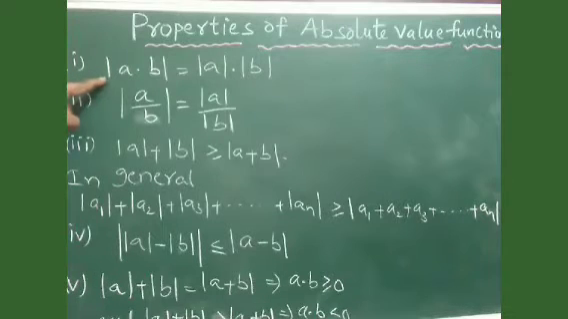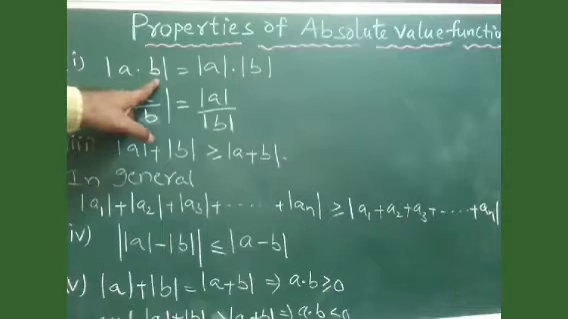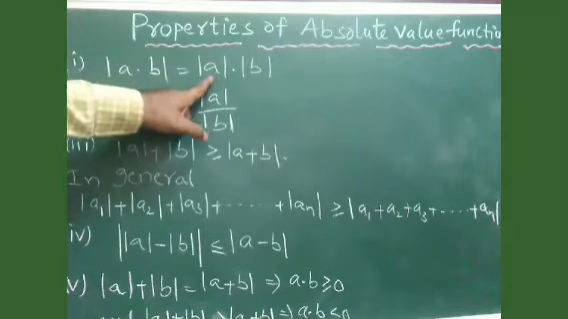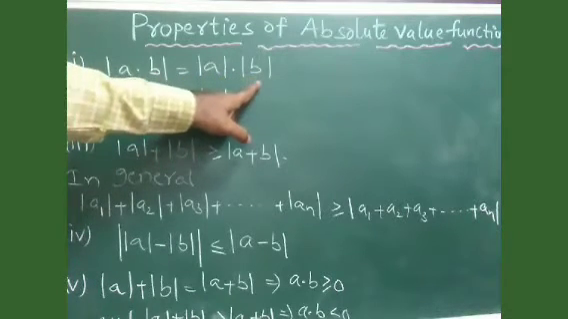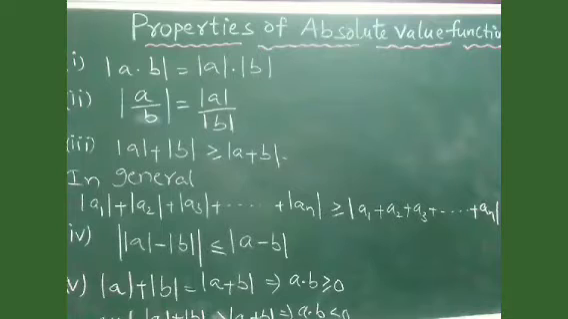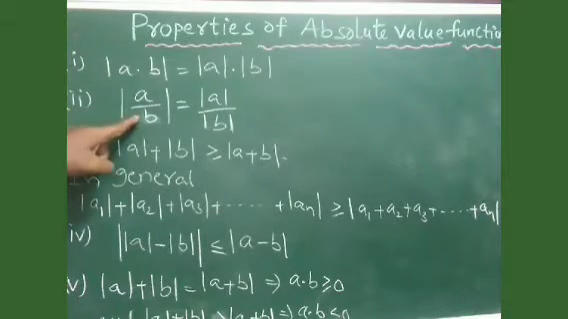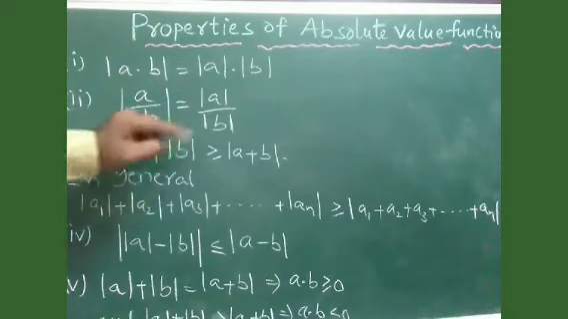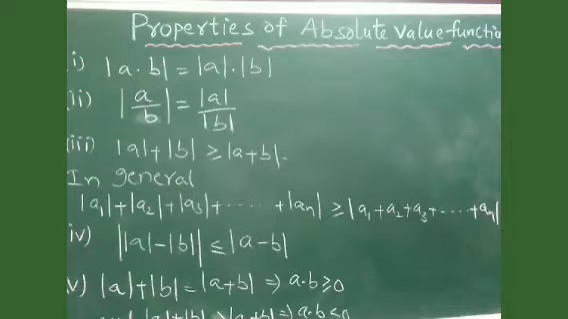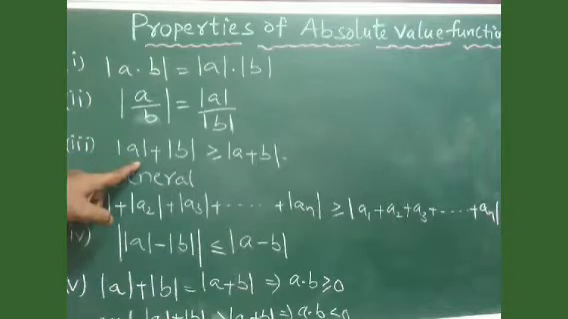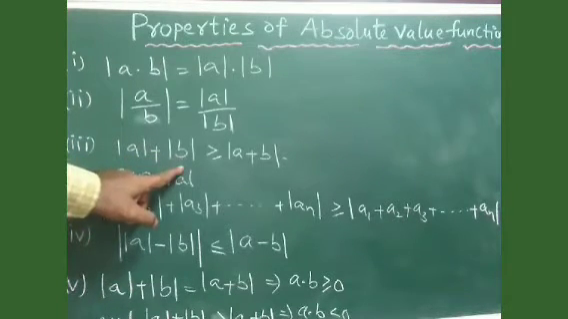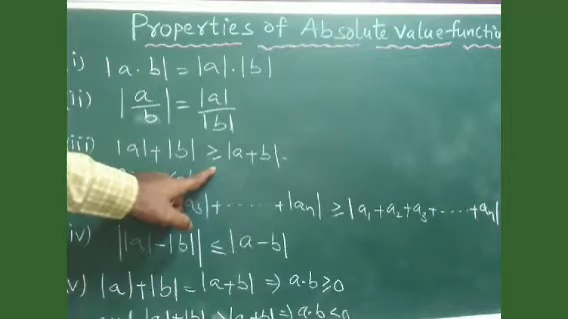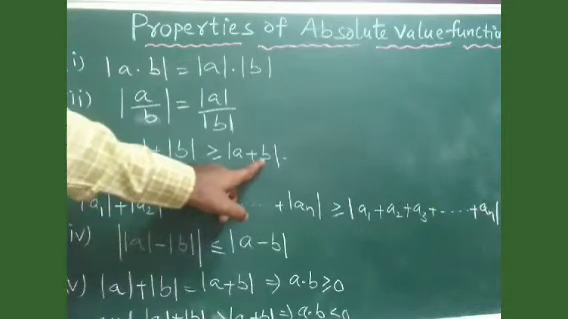Look at the first property. Modulus of A into B, we can write it as modulus of A into modulus of B. Second one, modulus of A by B, we can write it as modulus of A by modulus of B. Third one, modulus of A plus modulus of B is greater than or equals to modulus of A plus B.